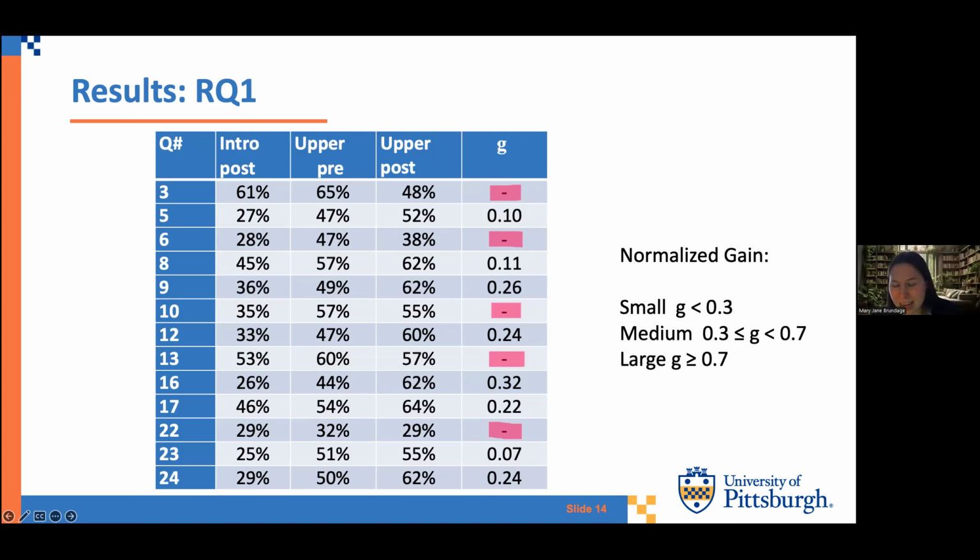Now we look at gain, and normalized gain is considered small if G is less than 0.3. We had 4 questions where there was a small gain. Gain is considered medium if it's between 0.3 and 0.7, and we see that there was 1 question where there was a medium gain, and there were no questions where there was a large gain. So no questions where they were doing absolutely superbly better than they were beforehand. But once again, these are just the 13 questions that the upper level students still struggled on after their instruction.